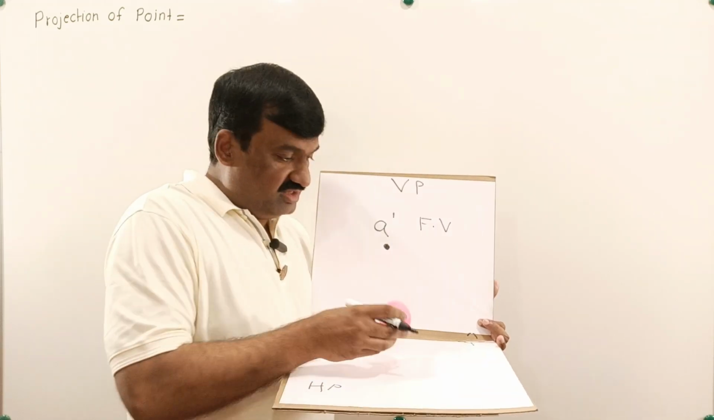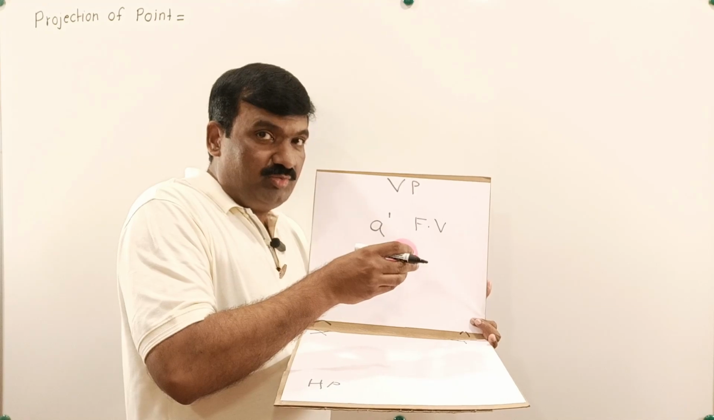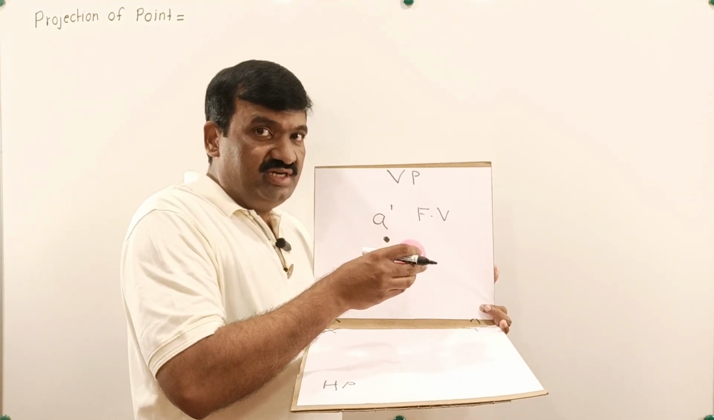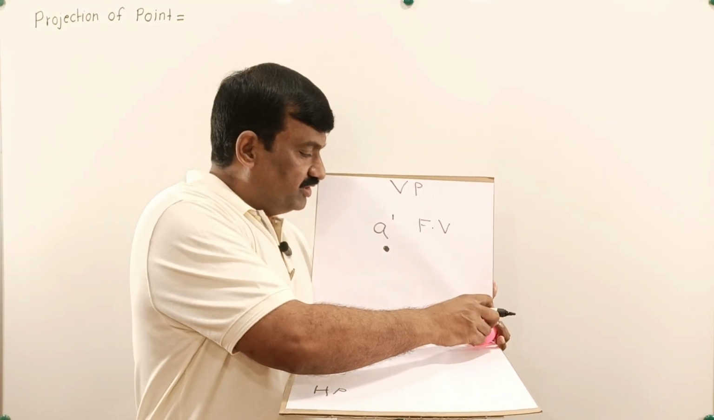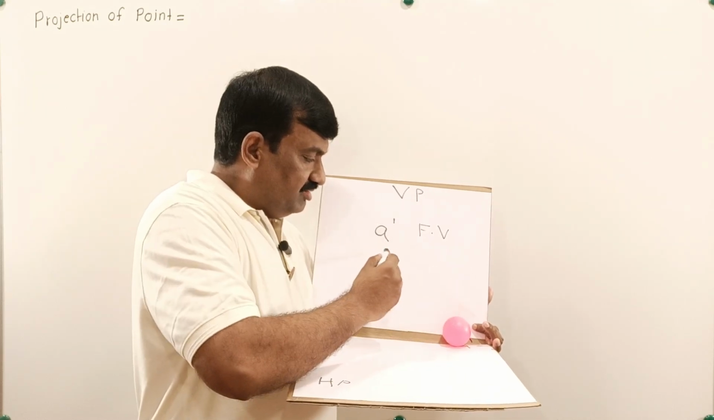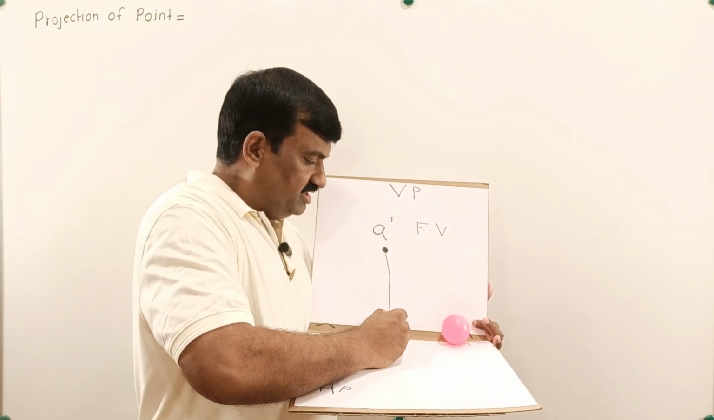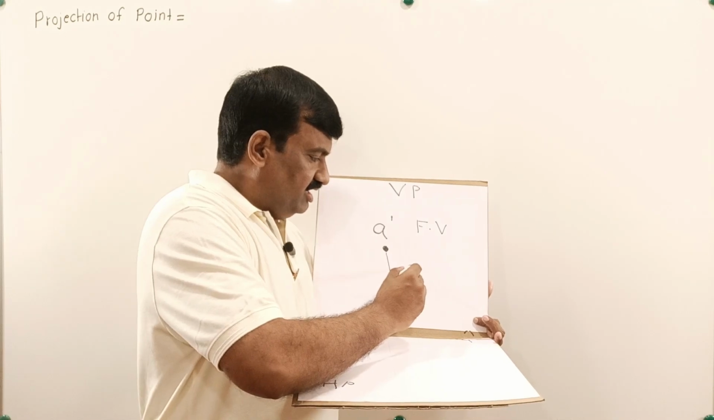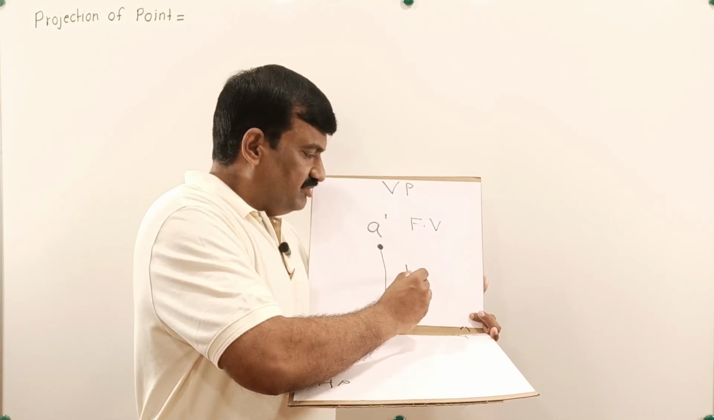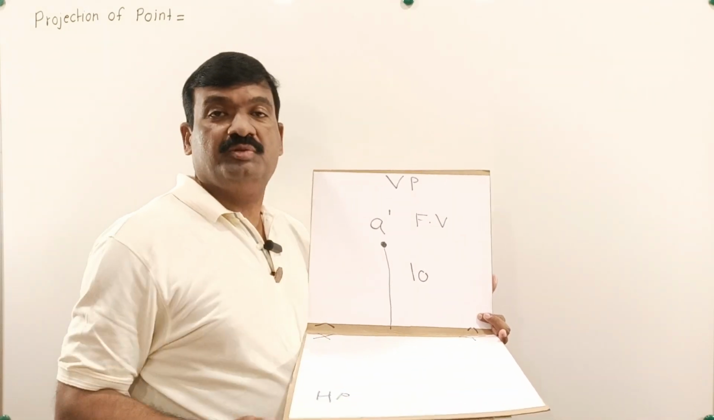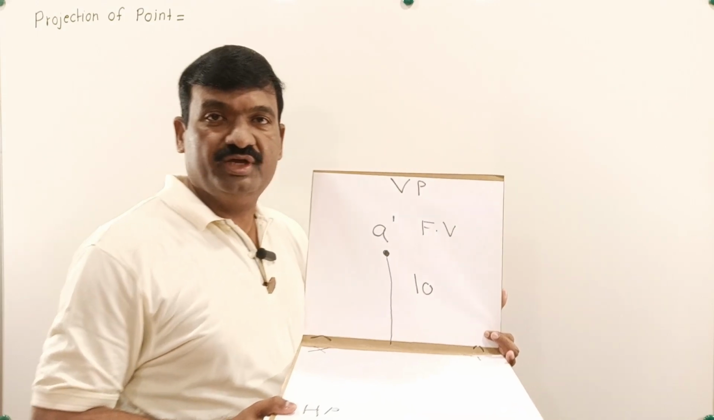ओके, व्हाट इज गिवन? दिस पॉइंट इज 10 mm above HP. So when point is 10 mm above HP, then front view of the point is 10 mm above XY line. तो ये डिस्टेंस कितना होगा? 10. If the point is 10 mm above HP, then front view of the point is 10 mm above XY line.